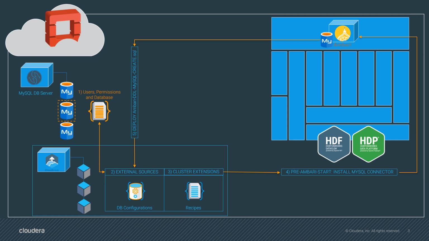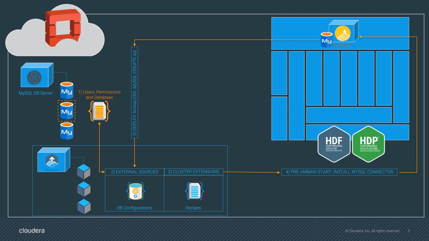Since we will be using MySQL database, we need to provide the drivers to allow the connection. For this, from the same interface, as a cluster extension, we will create a recipe with the instructions to install the MySQL connector before Ambari starts. Now, we can deploy an HDP or HDF cluster using those resources. During this process, we will be attaching the recipe and the database configuration during the cluster creation wizard.